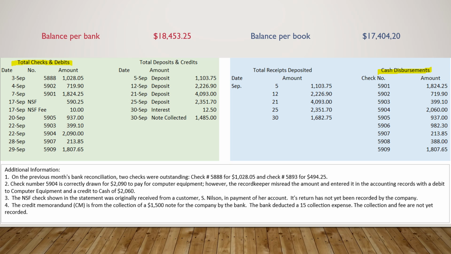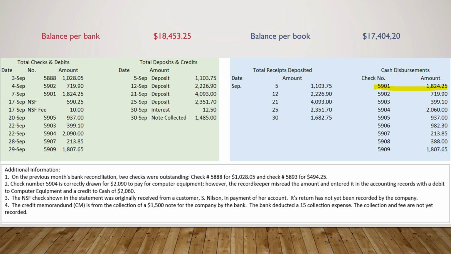The idea of outstanding checks is what checks the company has cut that the bank has not yet deducted. In other words, what disbursements do we have over here that are not over here? Let's start with the general ledger and trace its items over to the bank statement.